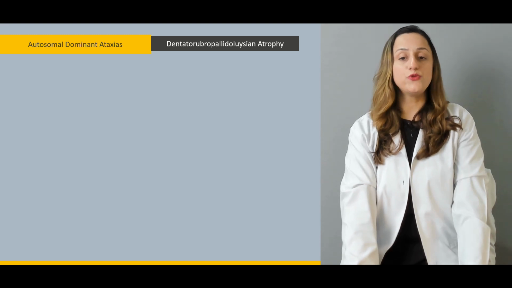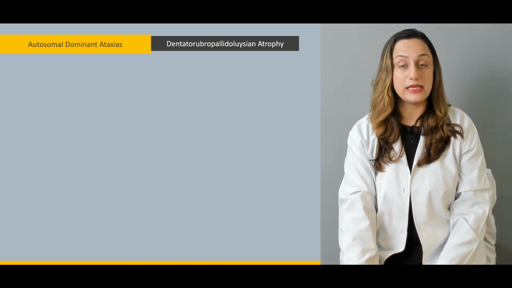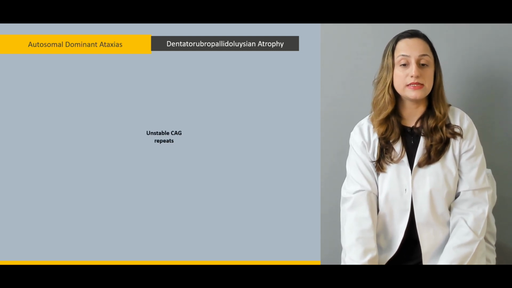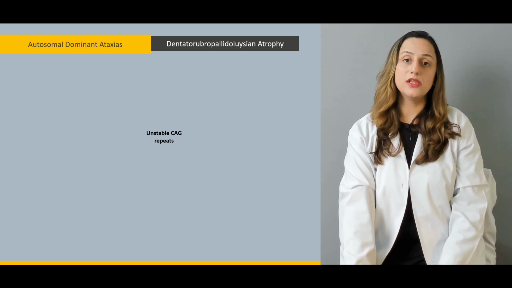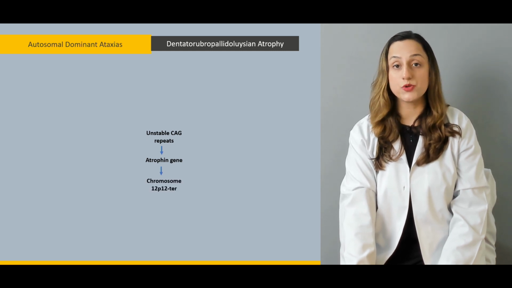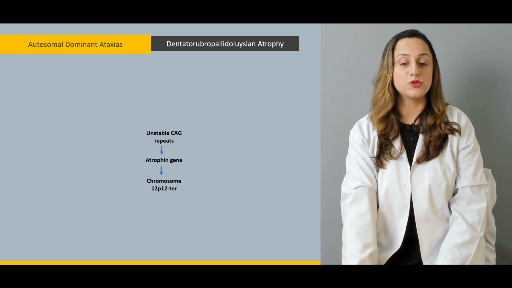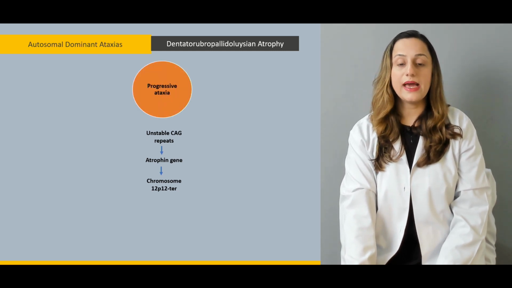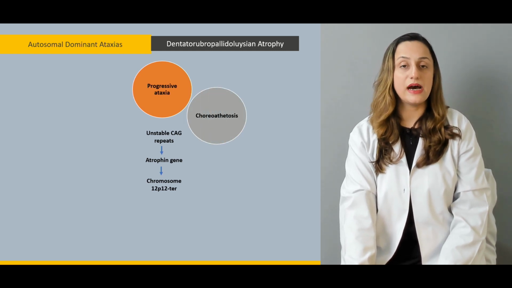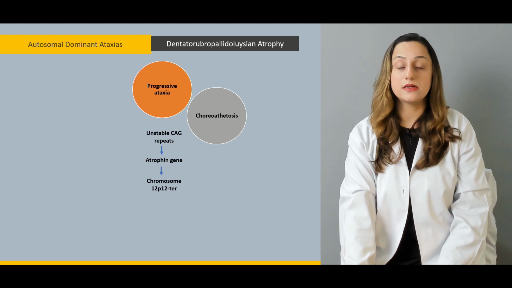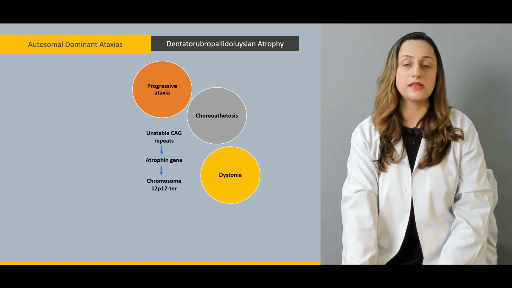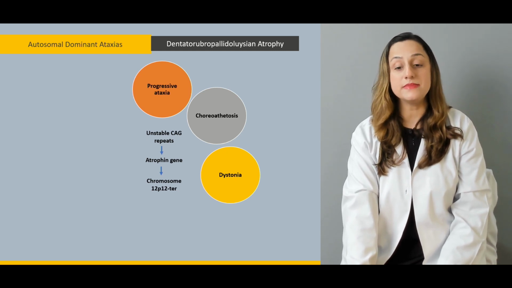Dentatorubropallidoluysian atrophy is one of the very major varieties over here in the cases of autosomal dominant ataxias. The underlying pathology is an unstable CAG repeat gene. The atrophin gene is affected in turn, and the chromosome involved over here is 12p12-ter. Then we have progressive ataxia, which is associated with it. Along with that, the patient is going to have discoordinated movements, involuntary actions, which are known as choreoathetosis, specifically in the upper limbs. It can even involve the lower limbs.